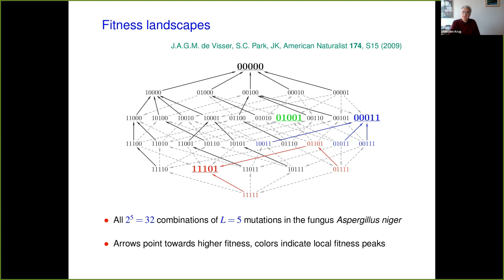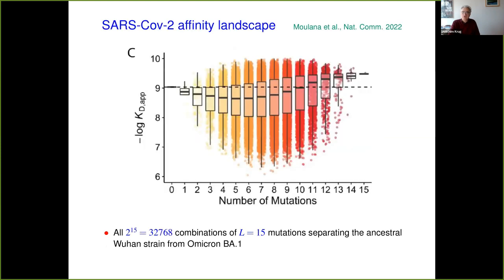Meanwhile, of course, various techniques have been improved enormously. Just to give you an example of the state of the art in the analysis of empirical fitness landscapes, this is a recent paper from the group of Michael Desai, which plots a fitness landscape that has been very relevant to all of us in recent years. These are all combinations of the 15 mutations that separate the ancestral Wuhan strain from the Omicron strain of the coronavirus.